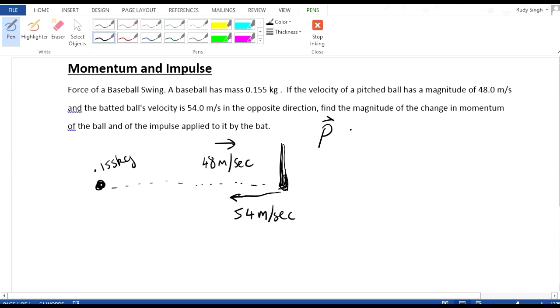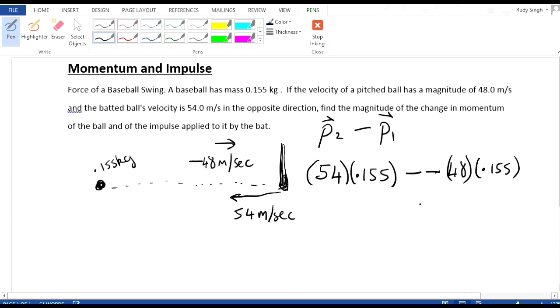So first of all, the change in momentum. Well, the change in momentum is really P2 minus P1. If you think of these two velocities, they're vectors, and they have opposite signs. So let's think of P2 as being positive. So P2, its velocity is 54, and let's think of it as positive, times its mass, because momentum is mass times velocity. And then minus, well, then we have to think of this initial velocity as negative. So that's going to be minus a minus, right? Because it's P2 minus P1. So this is the first minus and then negative on the velocity, 48 times 0.155.